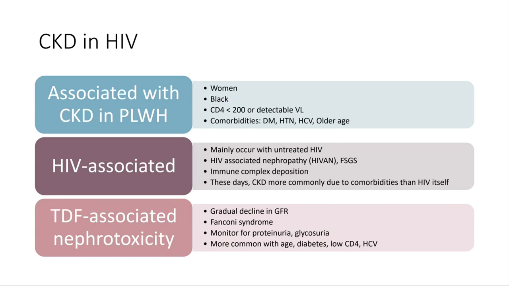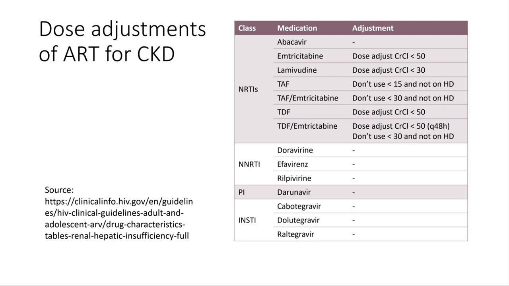Honestly, if people are on appropriate therapy, often it's their comorbidities, which is the top section: diabetes, hypertension, hepatitis C. There are HIV-associated causes like HIVAN, and then TDF-associated nephrotoxicity that's seen less with TAF. This comes up a lot when people have CKD as it progresses, which meds need to be dose adjusted and which ones do not. So these are some selected options I pulled from the guidelines.